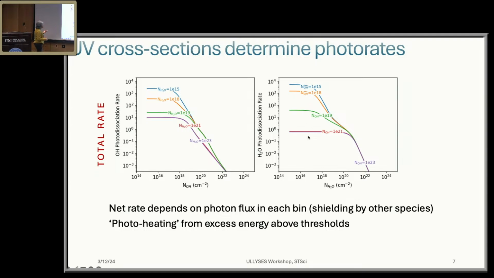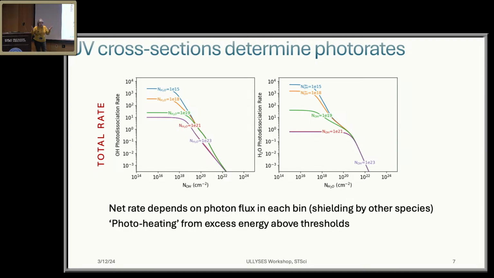So the main point I'm trying to make here is that the net rate depends on the photon flux in each bin. So you really have to worry about how these photons are propagating through the disk. And not only that, some of this excess energy also goes into heating. For example, if you have OH and a Lyman alpha photon, you need only 7 eV to dissociate it, and you have excess energy. This can often go into producing OH in an excited state, and then it can cascade, collide down, and dump all this excess energy back into heat. So this is also a way of heating the gas, and this can dominate in some regions, especially in regions like the winds we're talking about, where there is less dust, because the winds are blowing away.